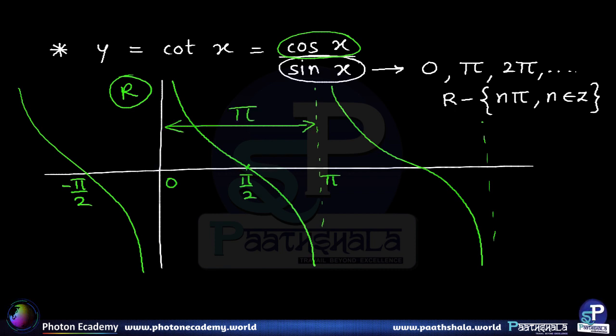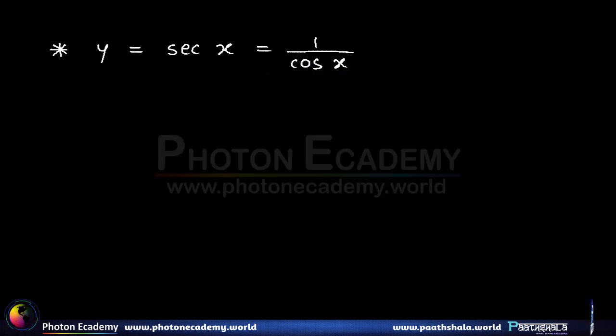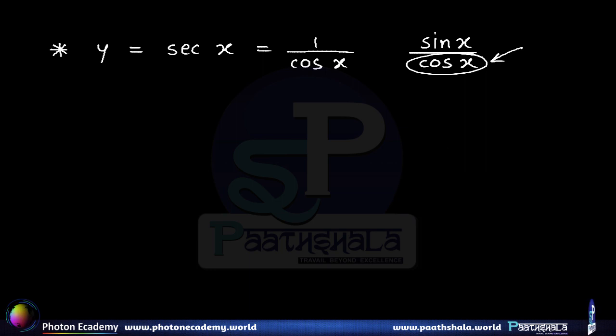Let's go ahead and now look at the sec function. Now sec is 1 upon cos, and here we see the similarity with tan, which was sin upon cos. So the values for which tan did not exist because cos x becoming 0, for the same values even sec x will not exist because here also cos x is once again present in the denominator, right? So therefore the domain of sec x is same as the domain of tan function.